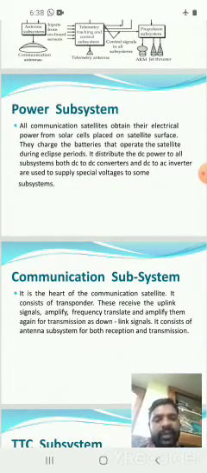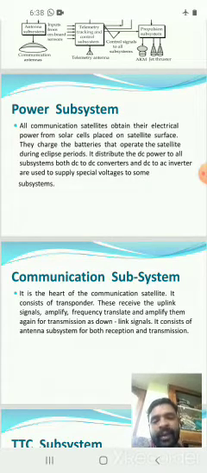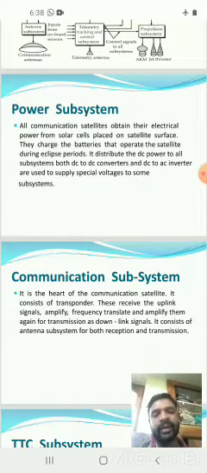Communication subsystem. It is the heart of the communication satellite. It consists of transponders. These receive the uplink signals, amplify, frequency translate and amplify them again for transmission as downlink signals. It consists of an antenna subsystem for both reception and transmission.